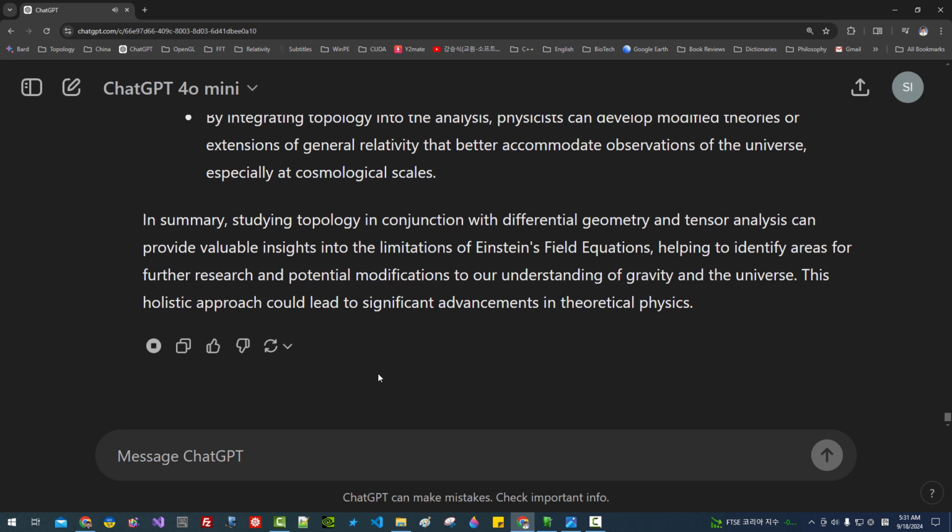In summary, studying topology in conjunction with differential geometry and tensor analysis can provide valuable insights into the limitations of Einstein's field equations, helping to identify areas for further research and potential modifications to our understanding of gravity and the universe. This holistic approach could lead to significant advancements in theoretical physics.